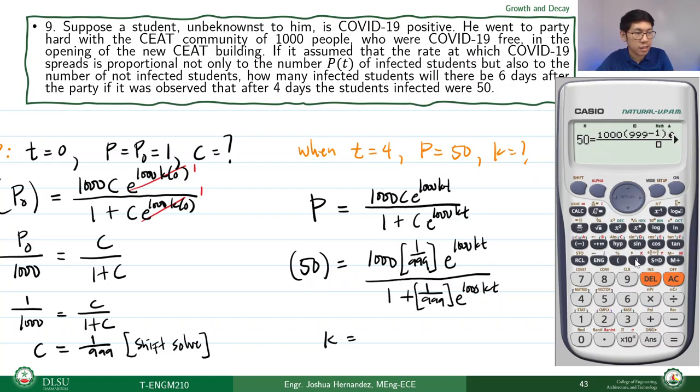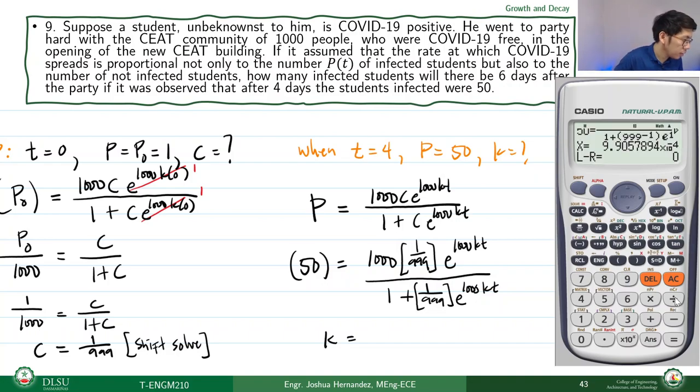Equals 1 plus, the same again, 999 inverse multiplied by e raised to 1,000, again, x times 4. Then shift solve for x. This will give you a value of k equal to 9 point something something.